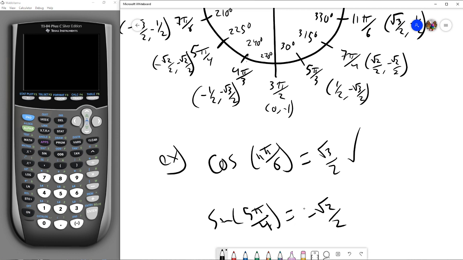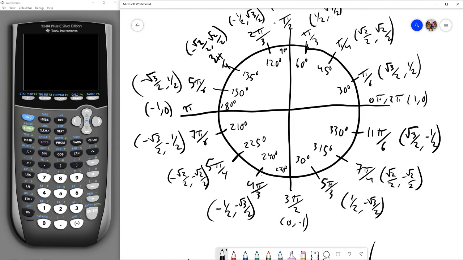Alright, so the PDF homework assignment is just going to be drilling sine and cosine based off the unit circle. I recommend that you first focus on memorizing the unit circle, and then you can use the PDF as a way of drilling yourself. Okay.